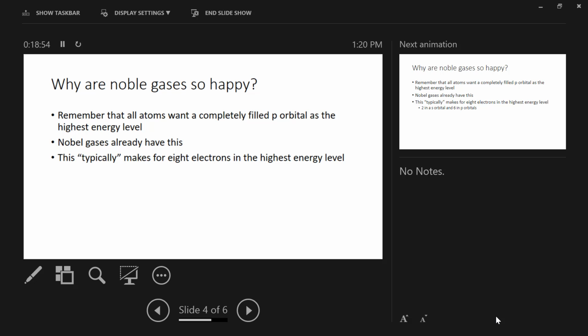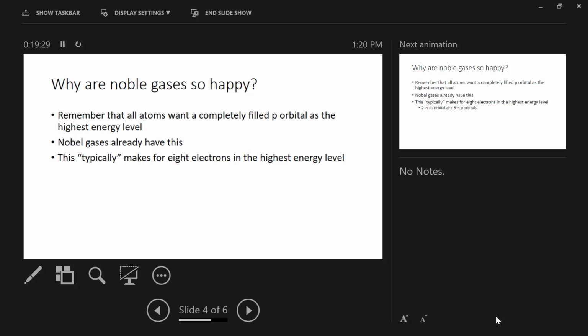So this would be a noble gas, and its highest energy level is 3. Do you see that? There are 2 electrons in an s orbital and 6 electrons in a p orbital, for a total of 8 electrons in the highest energy level. The first time we get a p is in energy level 2, so this one would be 2p and then argon would be 3p.